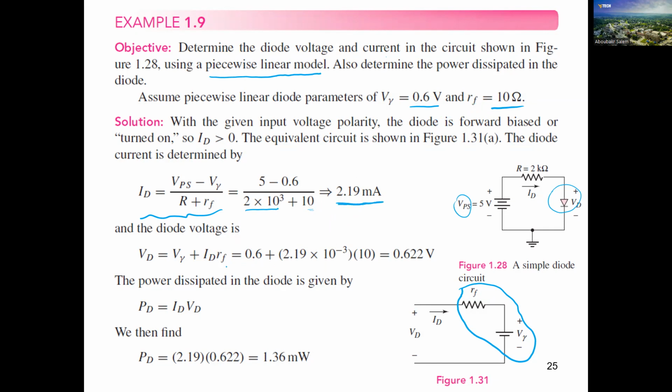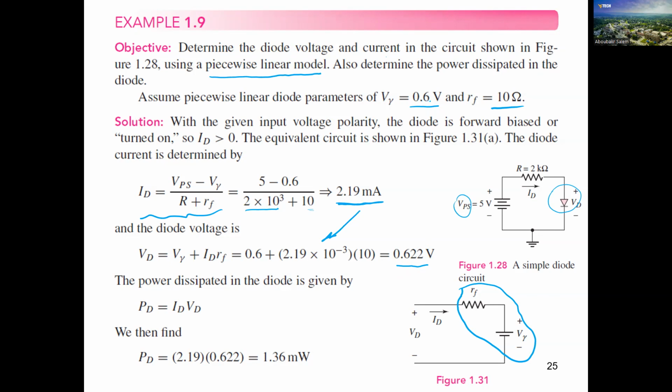Now I would like to calculate the diode voltage. So simply, I can say V diode, which is the voltage across the diode, equals I diode times RF plus V gamma. So VD is V gamma, 0.6 volts, plus ID times RF. Now substitute the value of ID we already got, and the resistance is 10 ohms. So we get 0.622 volts. So these are the values, guys, if we consider the piecewise model, with the resistance value and the turn on voltage of 0.6.